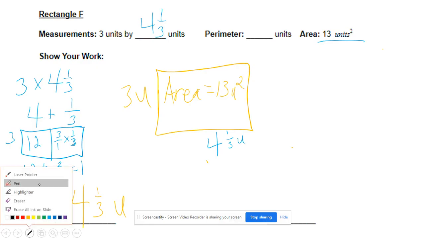So there we go, now it's all erased. All right, so we have 4. Oops, sorry.